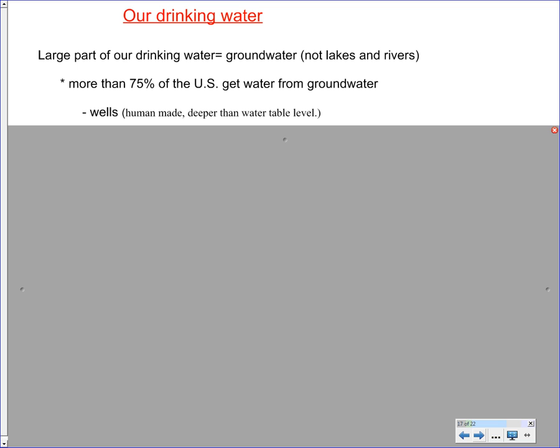Wells are part of the 75% of where we get our water from. Wells are man-made. You do not have to write that they're deeper than the water table. That's an obvious point. It has to be deeper than the water table if you're going to get water. But of the 75% that comes from groundwater, one of those sources is wells.